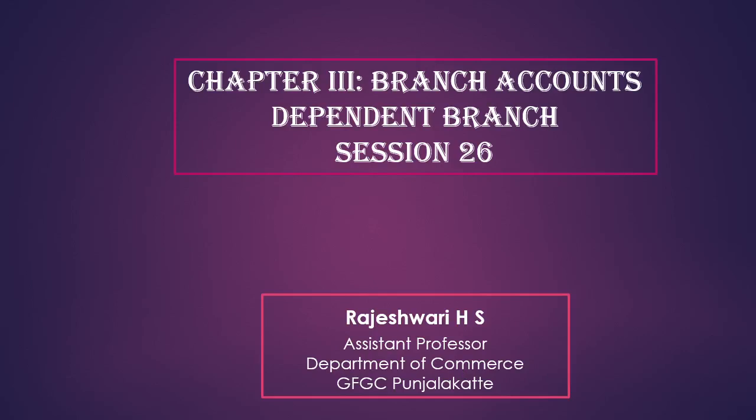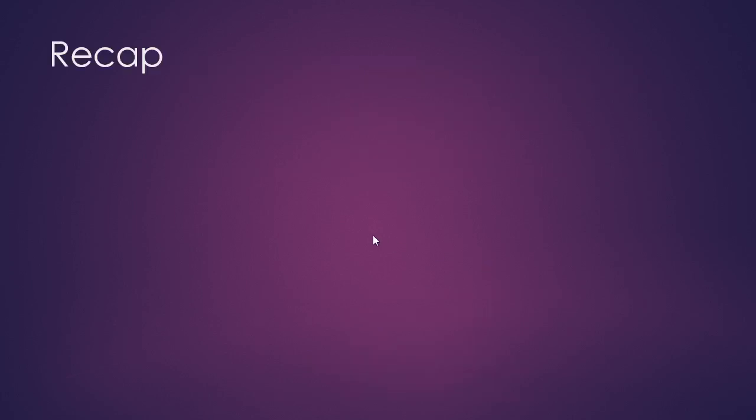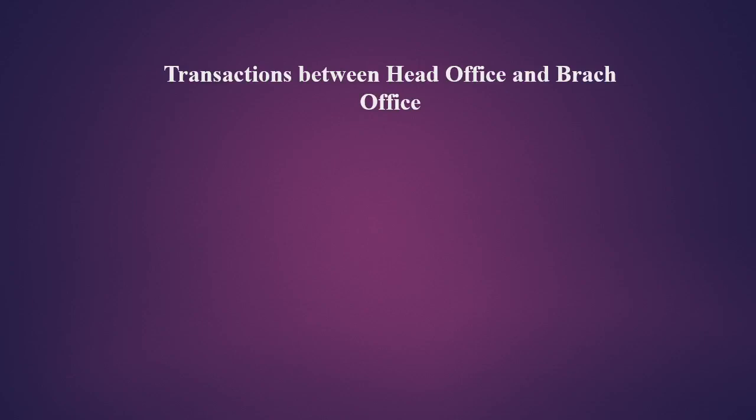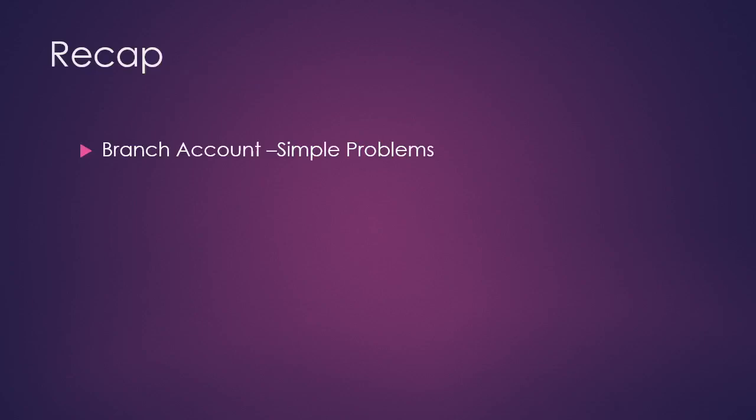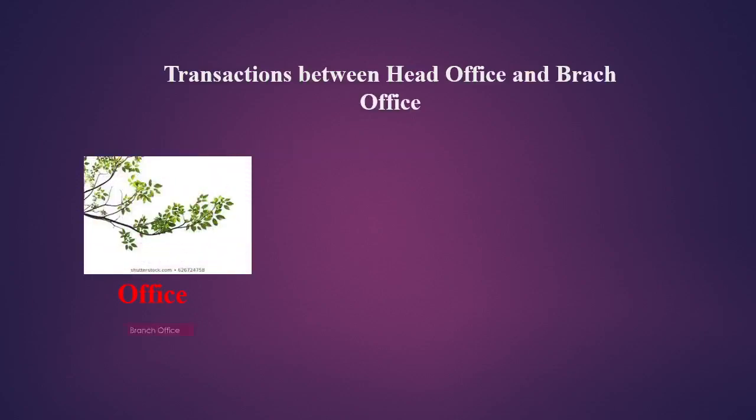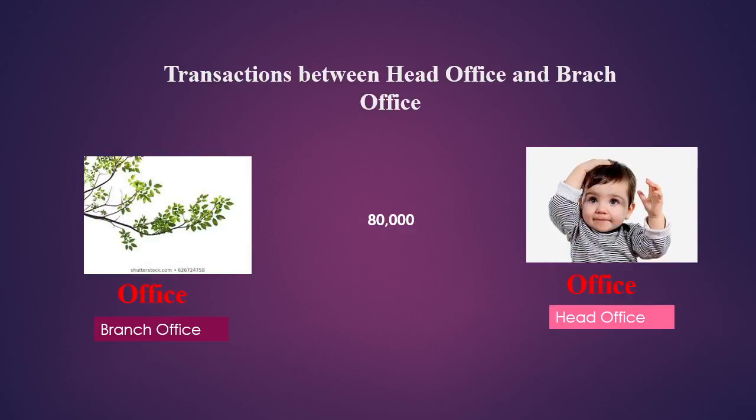Today we are going to learn a problem under dependent branch account. Of course, you remember that we have solved simple problems under dependent branch account in the previous class. You should remember the transaction between the head office and the branch office for all the problems. So here's the branch office and the head office. Head office will send the goods to branch office to make sales, and this branch office will return the sales proceeds to head office. And we have started with the debtors system.